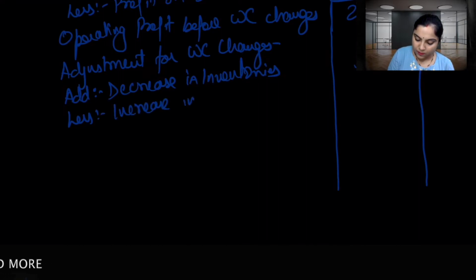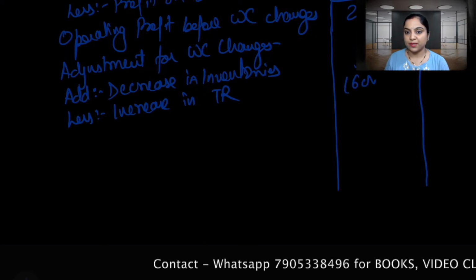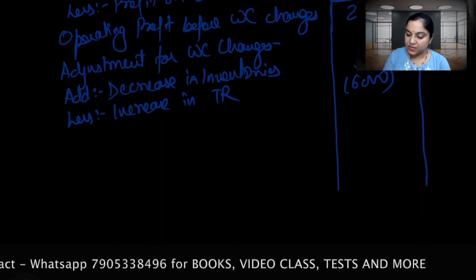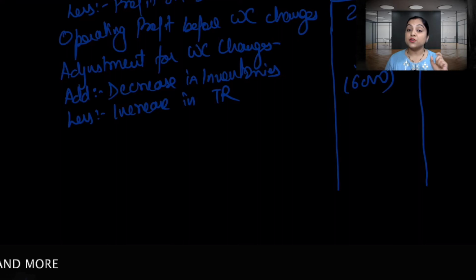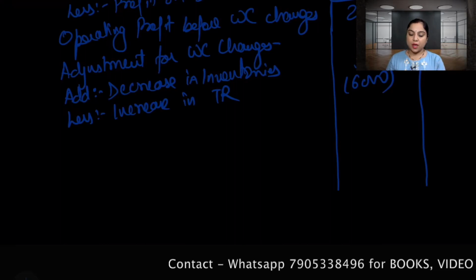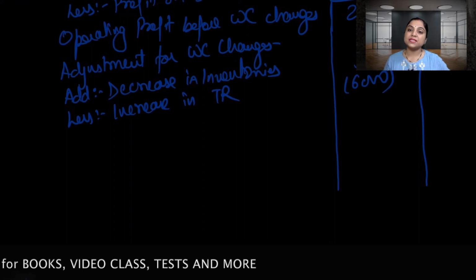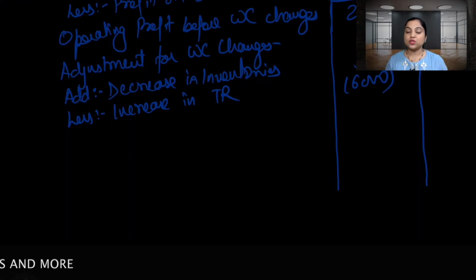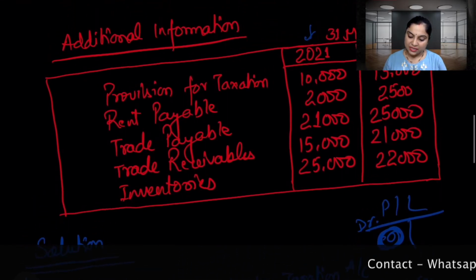I'm writing a shortcut, please do avoid it for the purpose of examination. That was rupees 6,000. I hope you are getting why we are adding and why we are subtracting. Try to understand, do not memorize it. If you are giving a lot to the trade receivables but you are not collecting that much, that means your pocket is less with the cash in bank. So check your cash in bank balance every time. Let's see the next item.